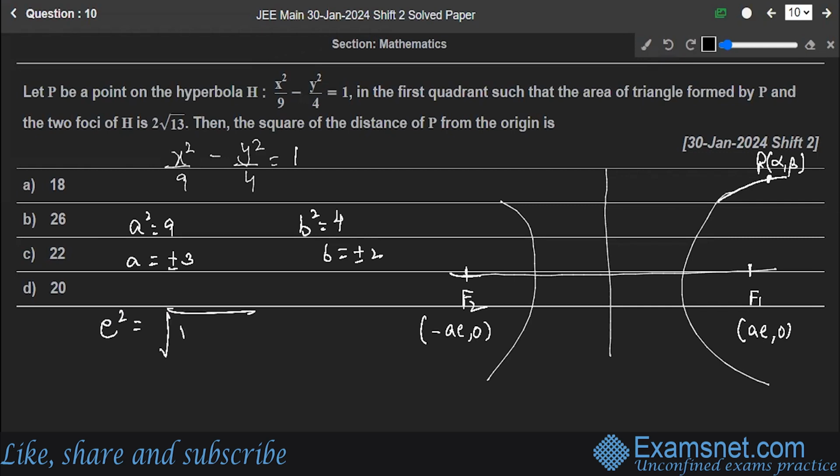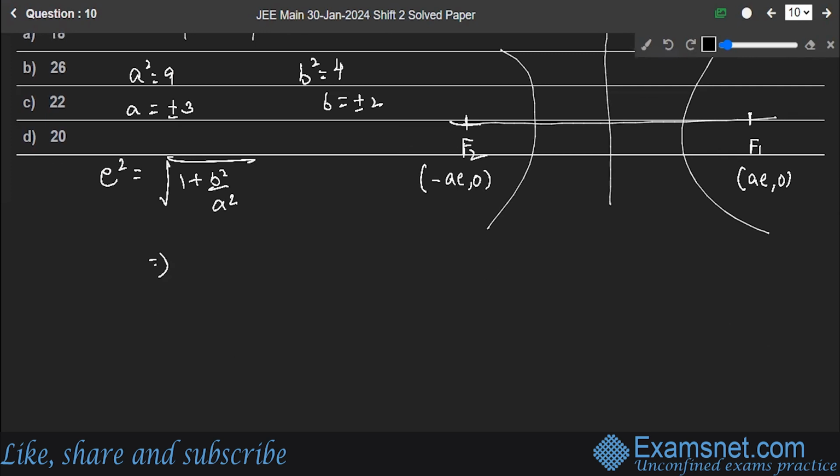This is given by root of 1 plus b square upon a square. 1 plus 4 upon 9. This will be root 13 upon 3. This is E, okay? This is your eccentricity.